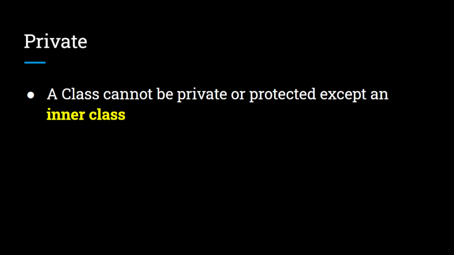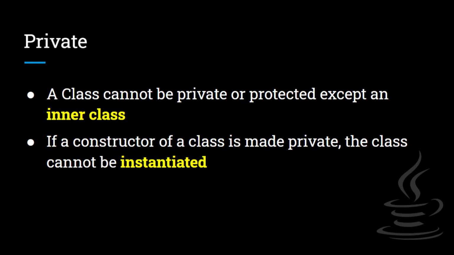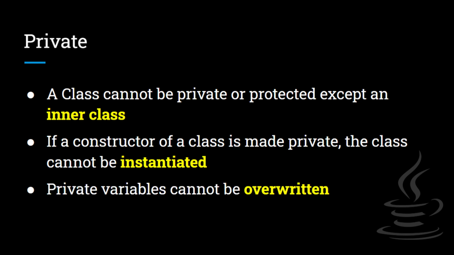We cannot declare a class as private or protected unless it is an inner class. Also, if we declare the constructor of a class as private, then we cannot create the object of that class, which means that class cannot be instantiated. In addition, it is also not possible to override a private variable or data member because of its limited accessibility.